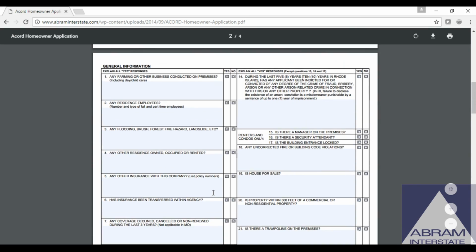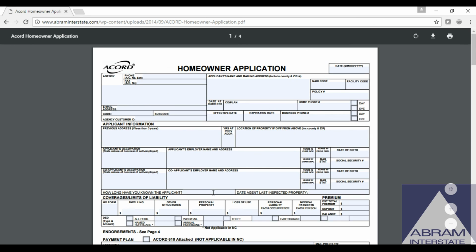Now, once you have your application completed as thoroughly as possible, you're going to want to make sure that you save a copy of this. If you have certain versions of Adobe, you should be able to save readily. If you don't, you may need to print a copy to save that to your file. After that, you want to make sure that you have either faxed our application or emailed it.